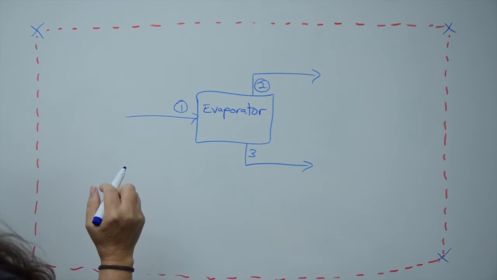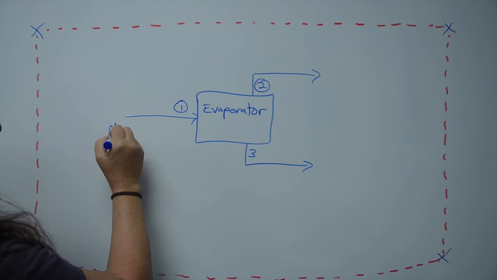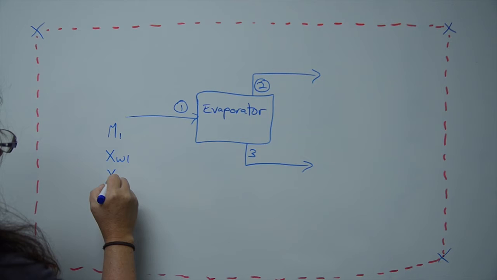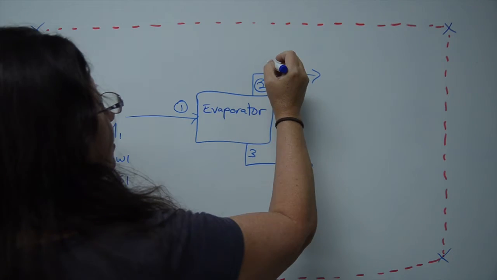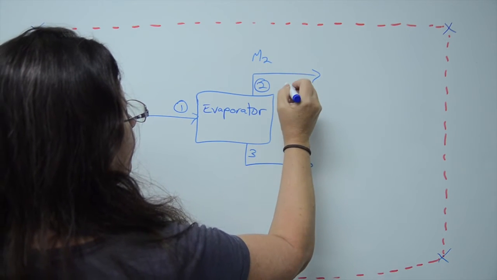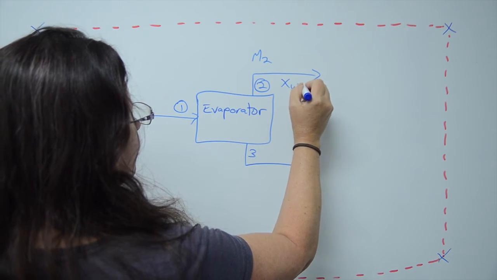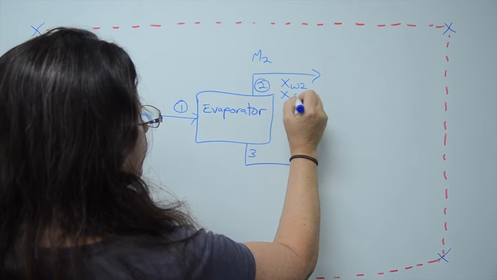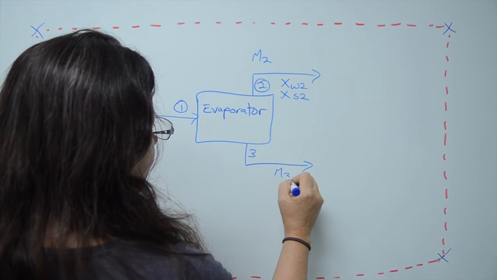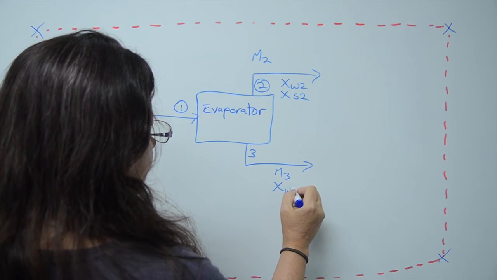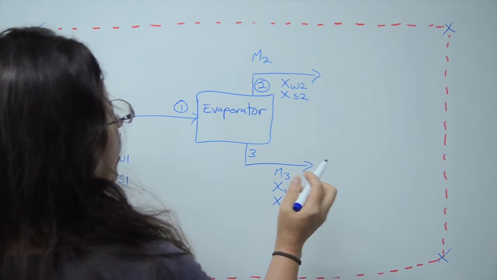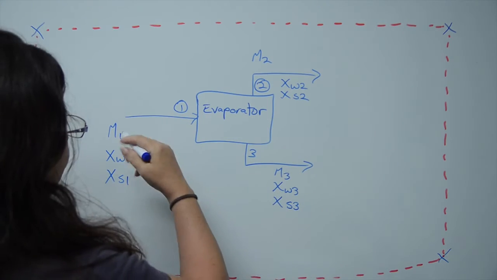Then we're going to label these streams. We've got M1, XW1, XS1, and then up here M2, XW2 down here and XS2 here, and then we're going to have M3, XW3 and XS3.